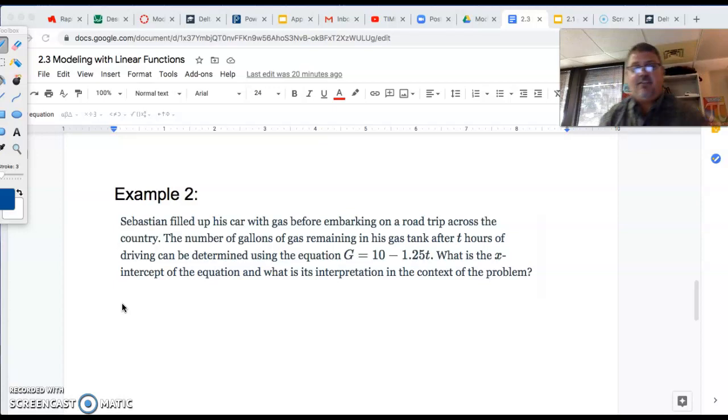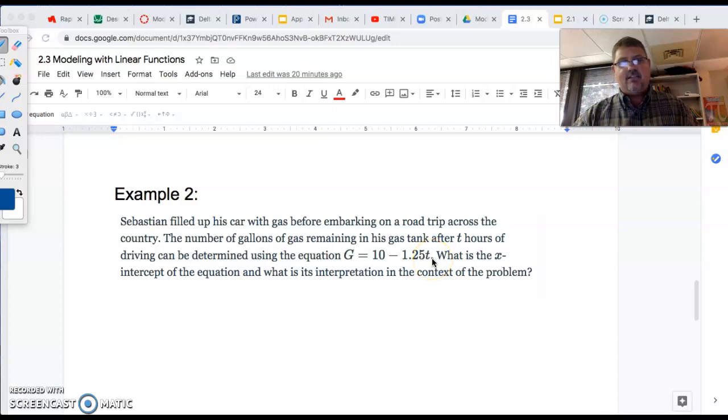Let's read this. I think what they want us to do in these problems is take the context from the equation itself, given that we know b, the y-intercept, is the initial amount, and that rates of change are your slope. They always have a context when we're doing these problems. So Sebastian filled up his car with gas before embarking on a road trip across the country. The number of gallons of gas remaining in his gas tank after t hours of driving can be determined using this equation: G equals 10 minus 1.25t.